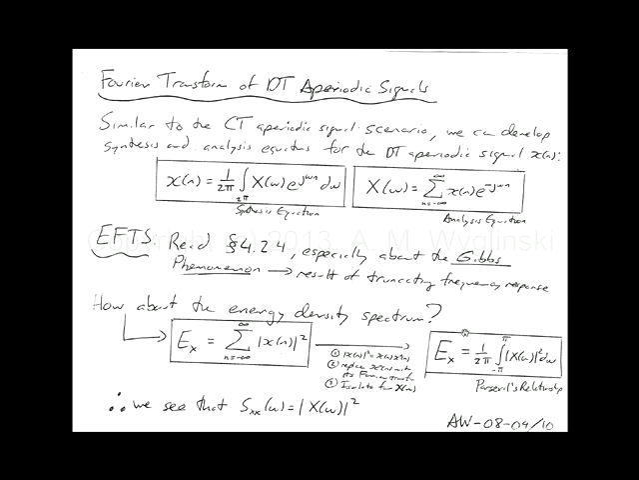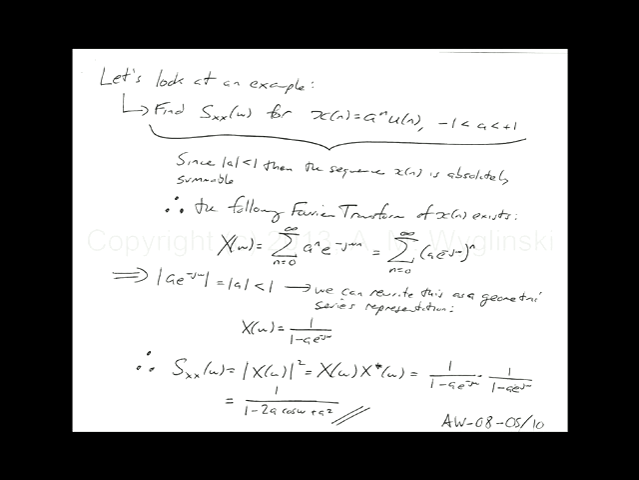So, okay, I'm kind of rushing through this, and the reason is I want to go a little bit more into detail about how we can use the discrete time Fourier transform, the DTFT. And this is how we use it. So here's an example. How do we analyze this? This is a very, very simple example, and we can actually work it out.